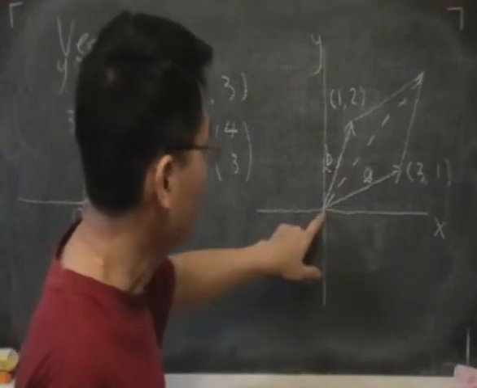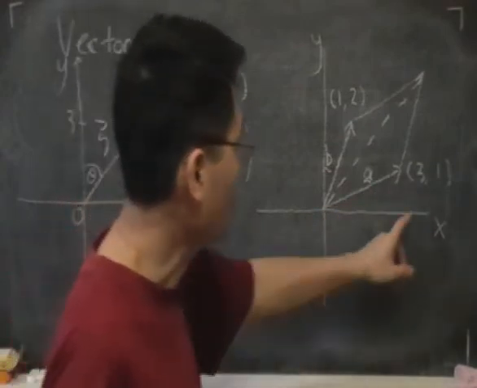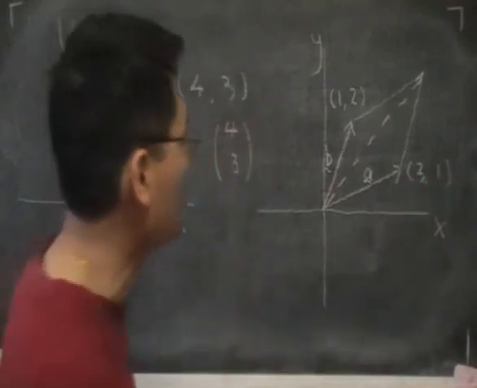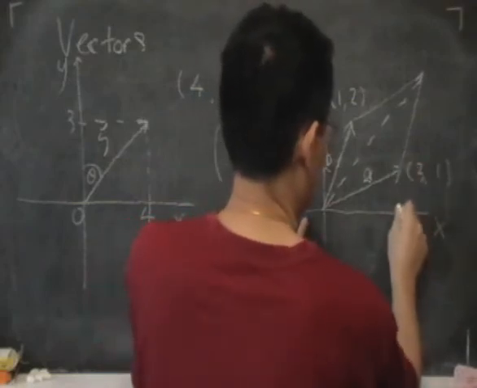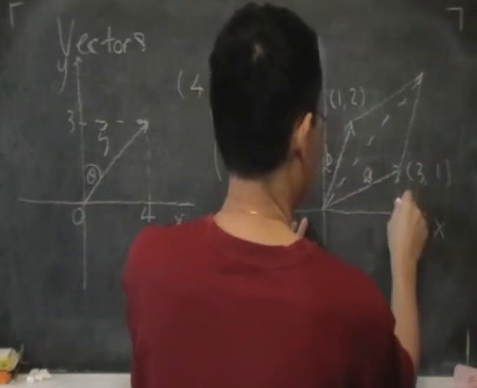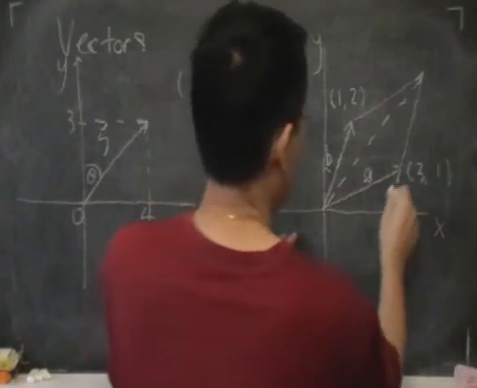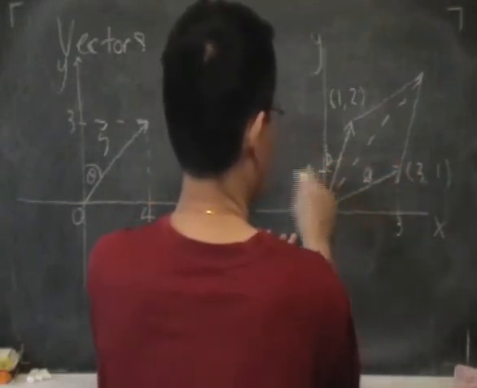Now if I look at the vector A, think about what the 3 and the 1 means. It's the x and y values. That means that the x value means this point here is 3. If you drop a perpendicular from the tip of the vector to the x-axis, and if you go horizontally from the tip to the y-axis, it's a 1.